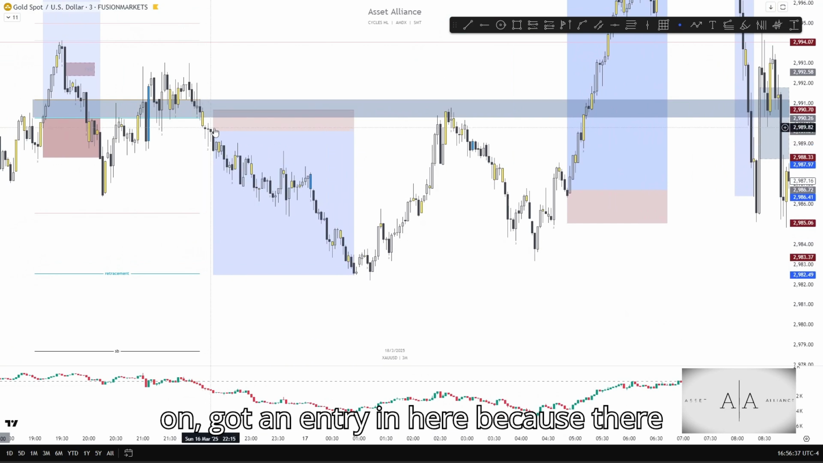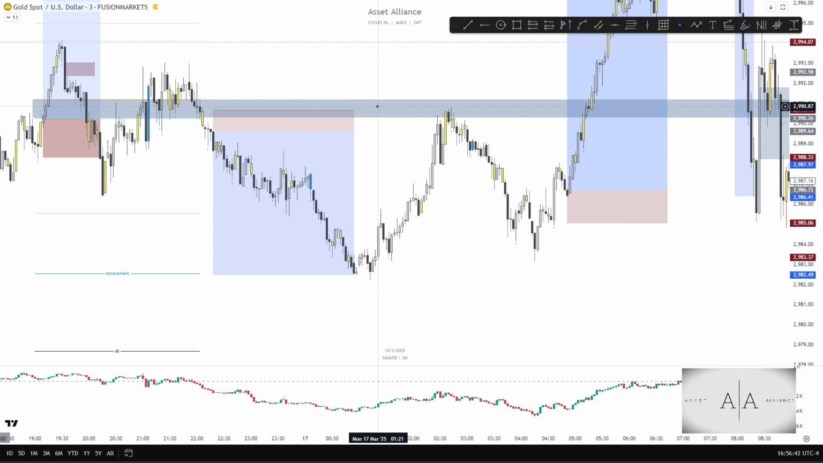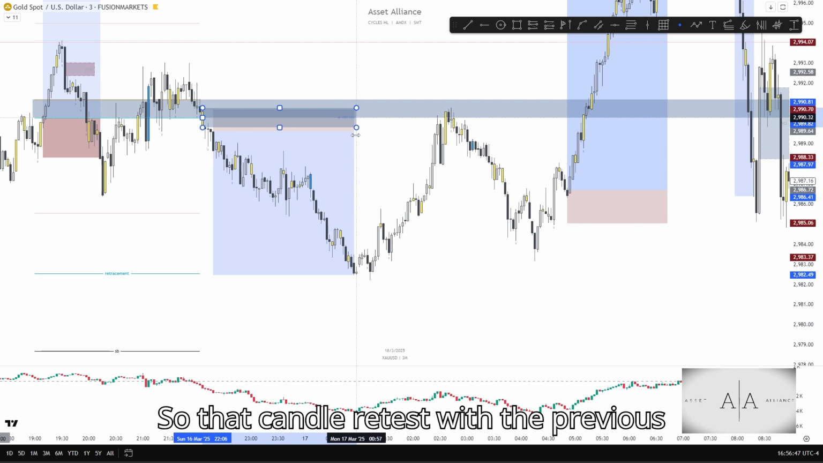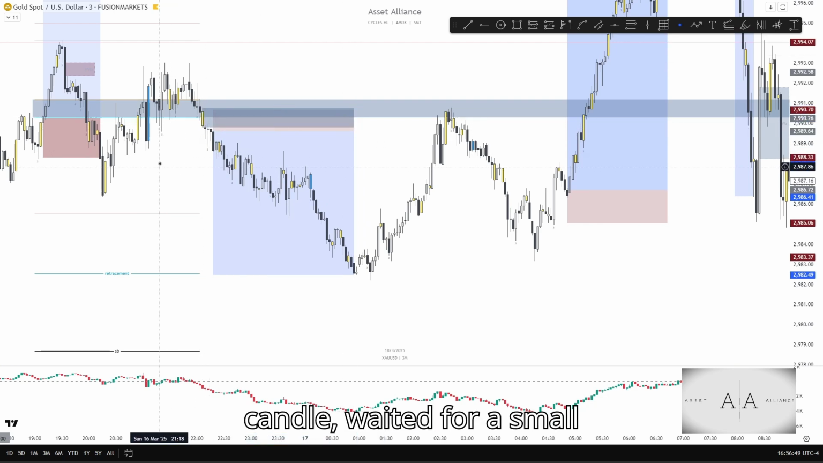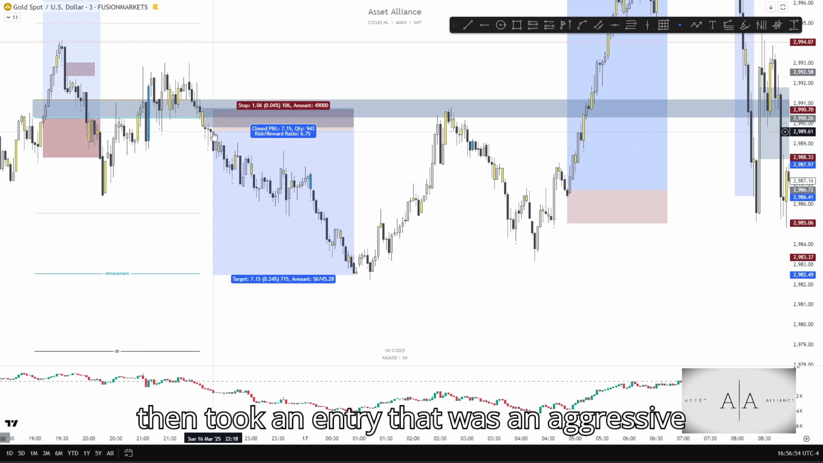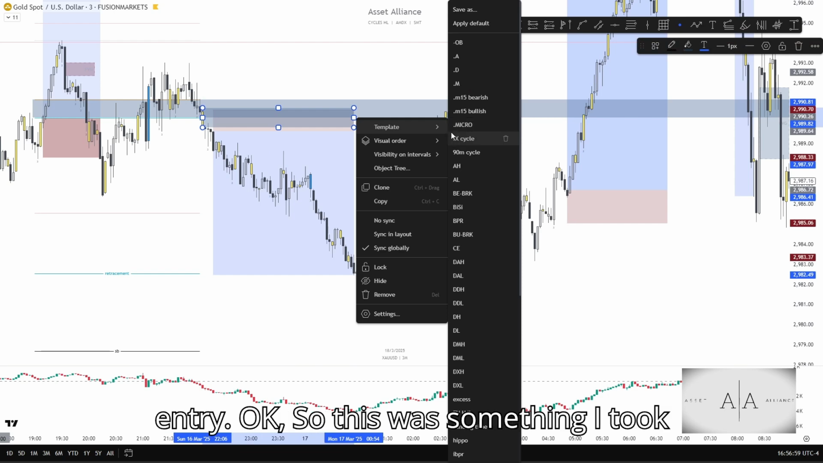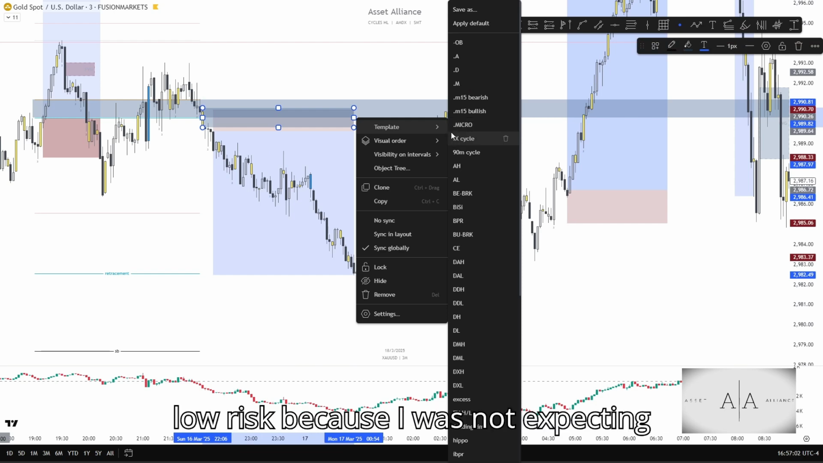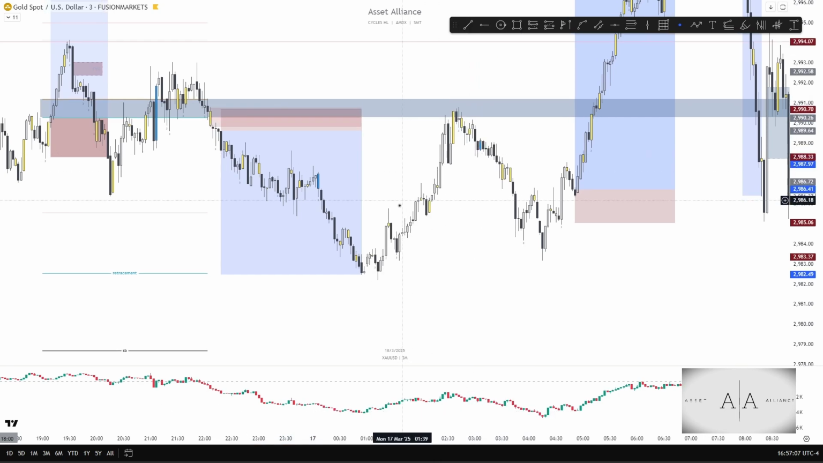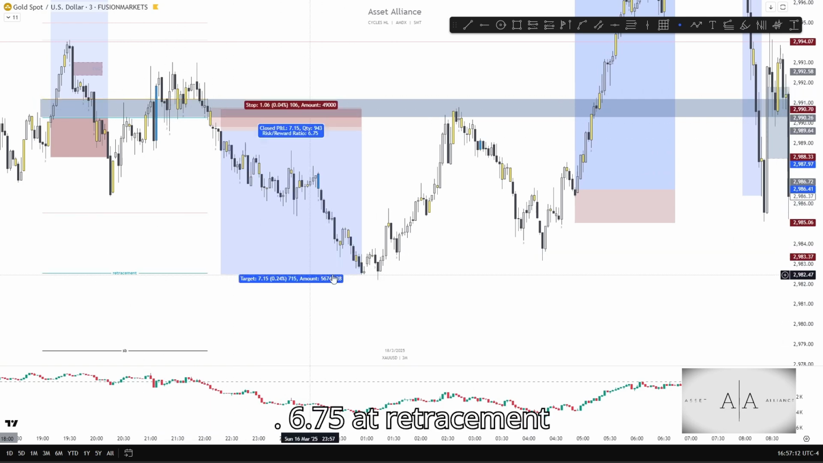Now, from that point on, got an entry in here because there was absorption. And you had a retest of this tag candle, right? So tag candle retest with the previous candle. Waited for a small absorption between these three candles, and then took an entry. That was an aggressive entry. It was not a conservative entry, okay? So this was something I took low risk because I was not expecting it to be going the right way for me, okay? So this was a pretty lucky trade, 6.75 at retracement.